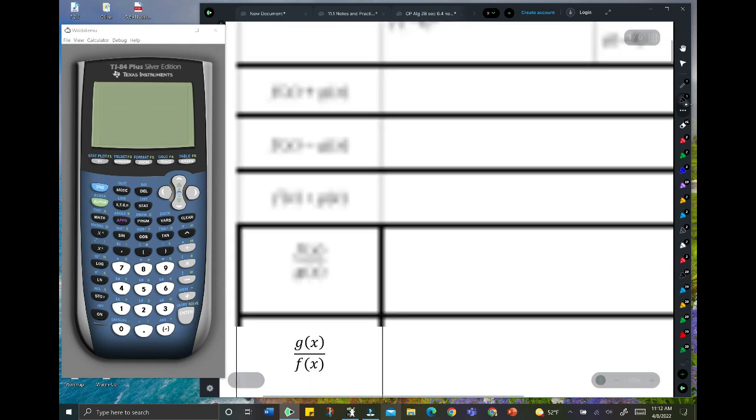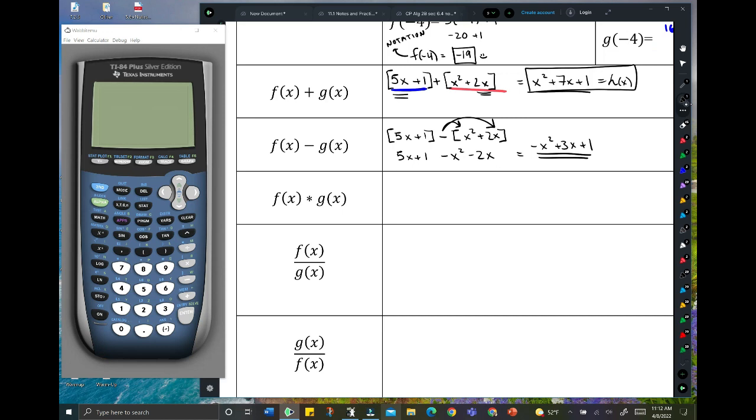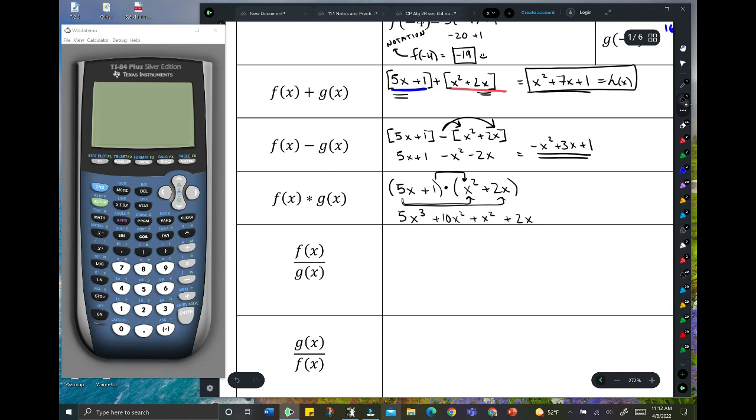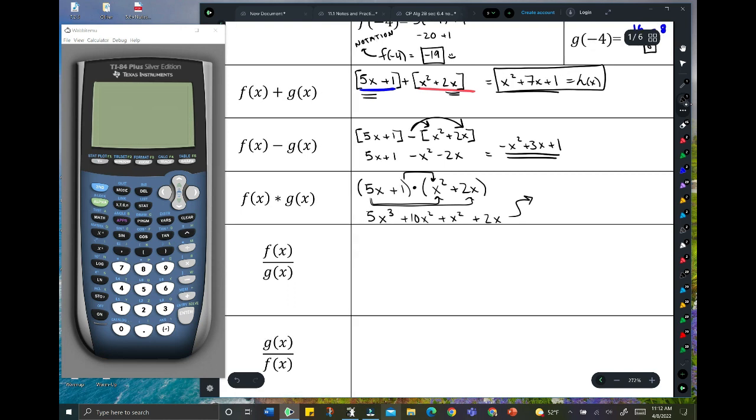Multiplication and division, pretty much same idea. We're going to be multiplying the functions together. So some of our older skills may come into play, like with this one. So the first function, f, times the second function, FOIL is back. So 5x times x squared is 5x to the third. Outers plus 10x squared. Inners plus x squared. And lasts plus 2x. Combine the like terms, makes it 5x to the third plus 11x squared plus 2x.